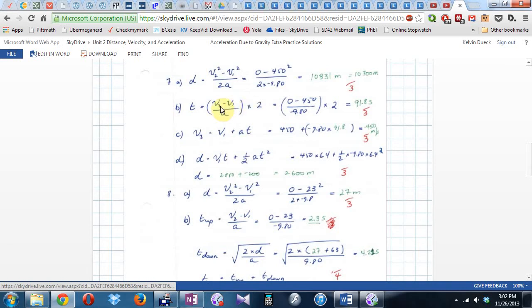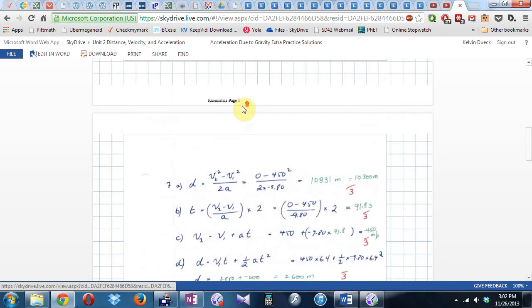He uses v2 and v1. I'm guessing v2 is v final and v1 is v initial. Pretty easy switch to make, I think. Okay, so that answers a few of you that were looking for or wanting extra stuff.